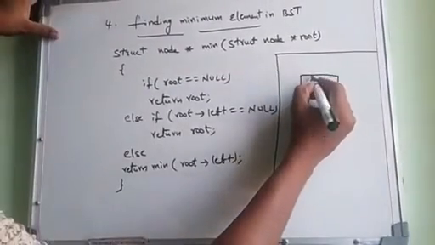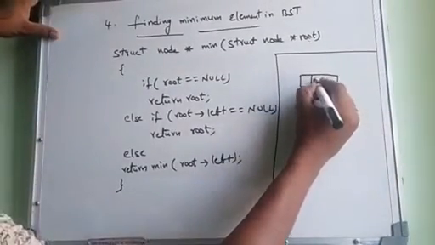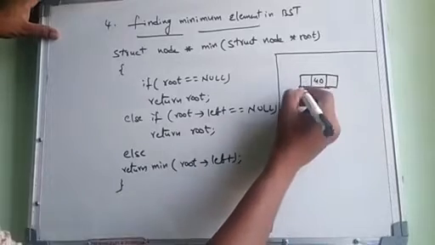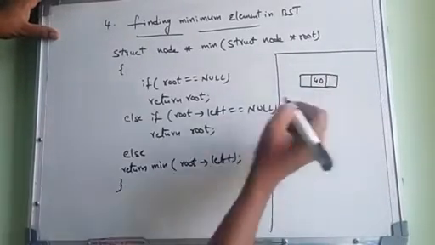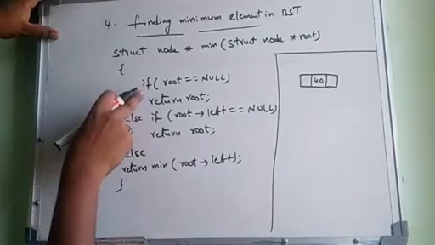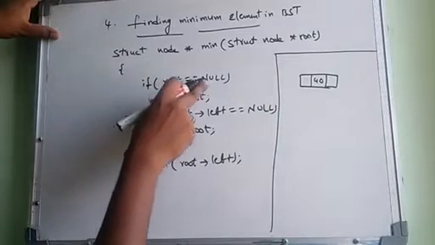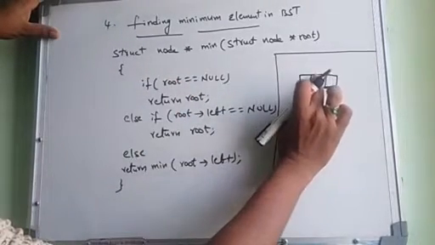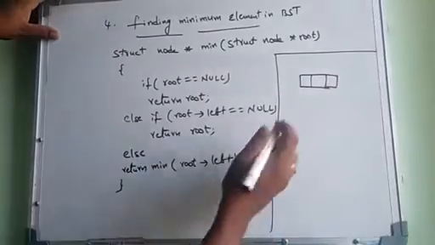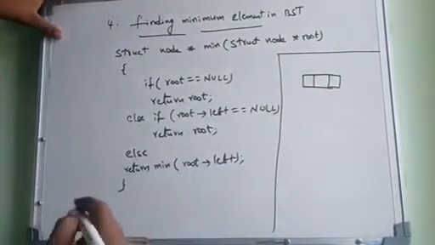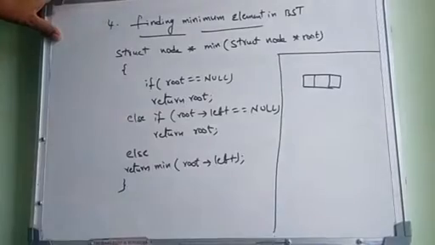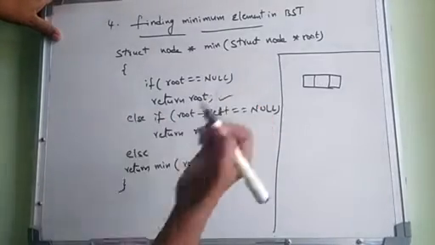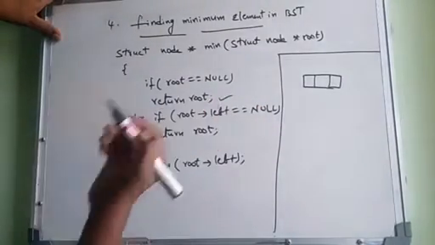Take the previous example, where the node value is 40. It is a doubly linked node, having the address of the left side and the right side. So first check the condition: if root equal to null, suppose nothing is there in the binary search tree. If it is null, suppose no node is created, there is no node in the binary search tree, it can return null. So root equal to null.